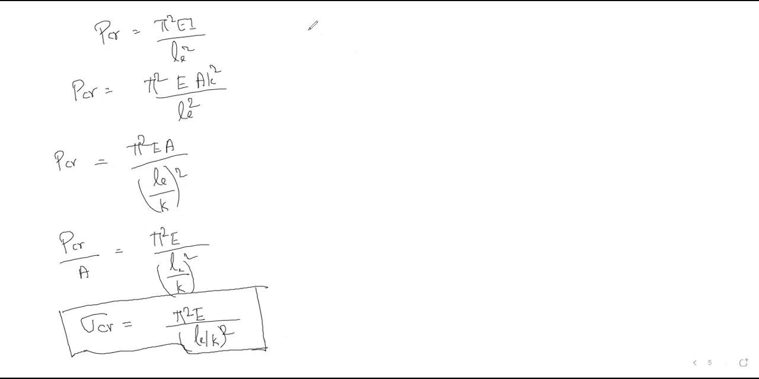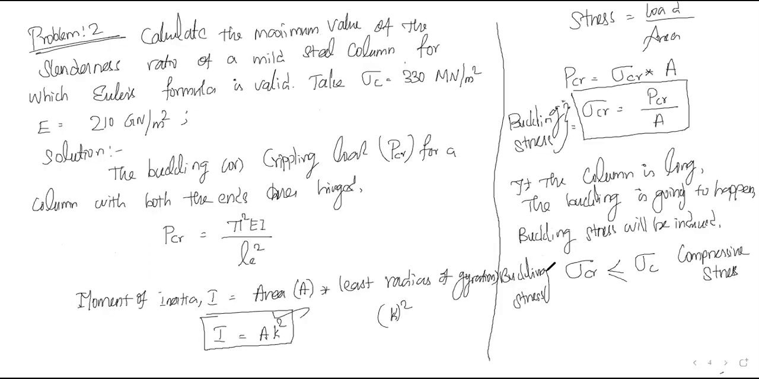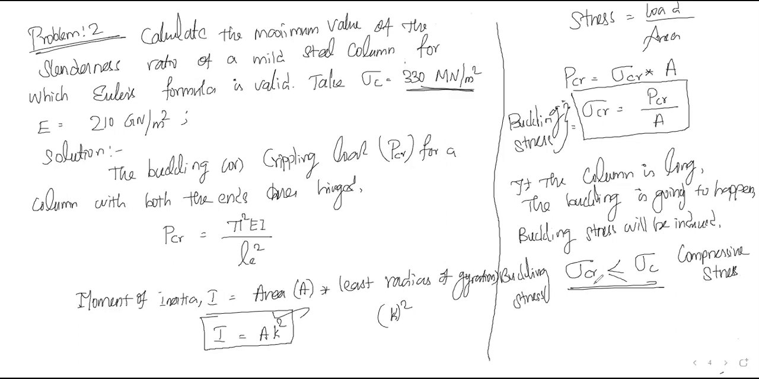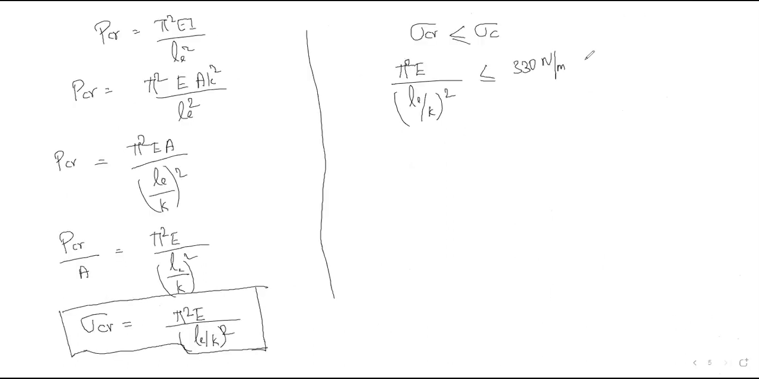Now we have the relation from the previous page, that sigma CR should be less than or equal to sigma C. We substitute this: pi squared E divided by LE by K the whole square should be less than or equal to 330 Newton per. That is, sigma C value is 330 meganewton per meter square, which is nothing but 330 Newton per mm square.